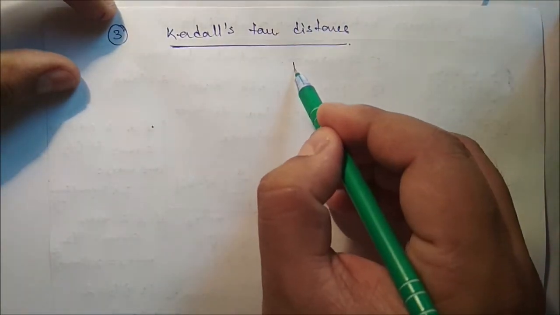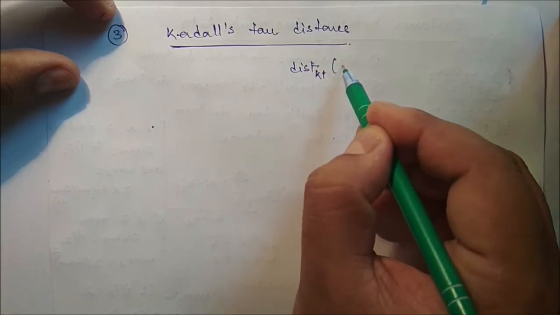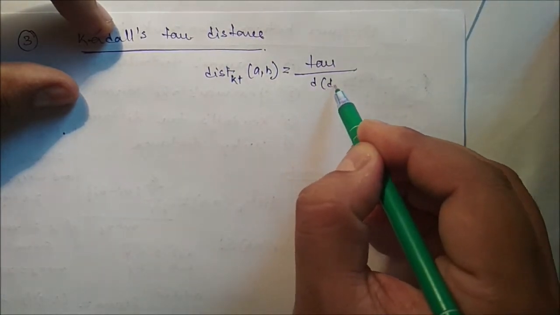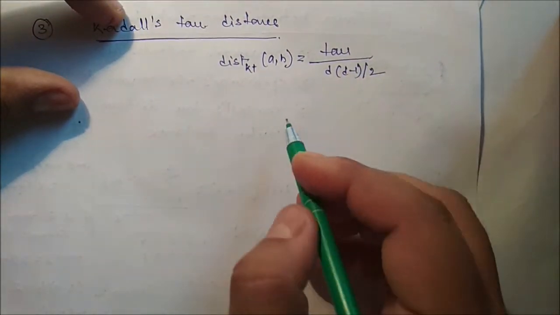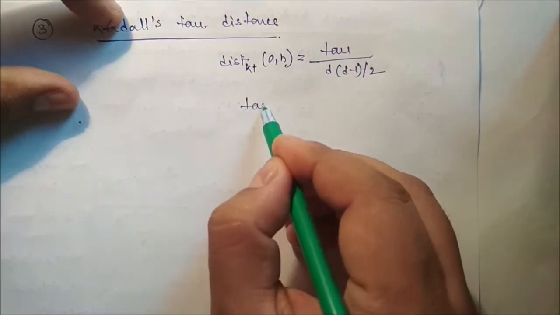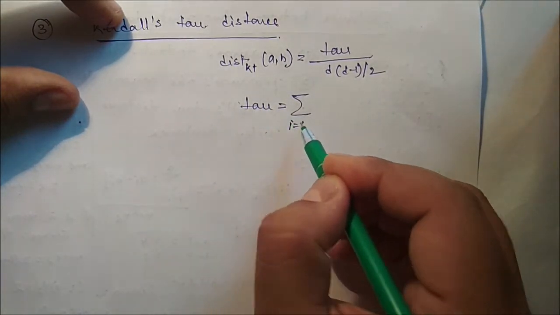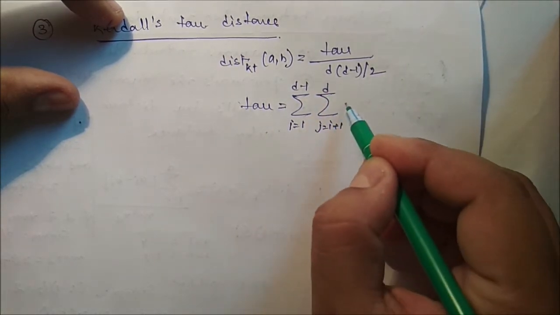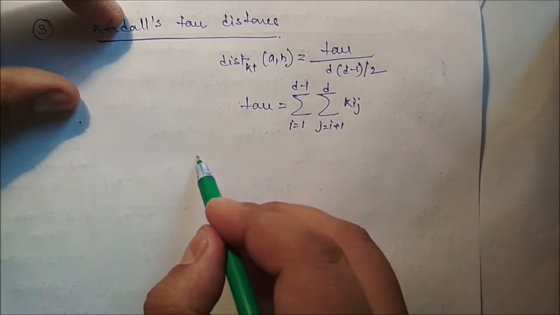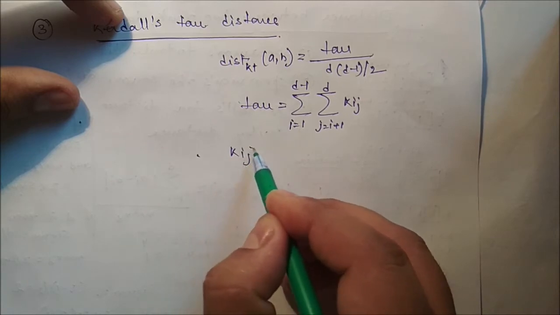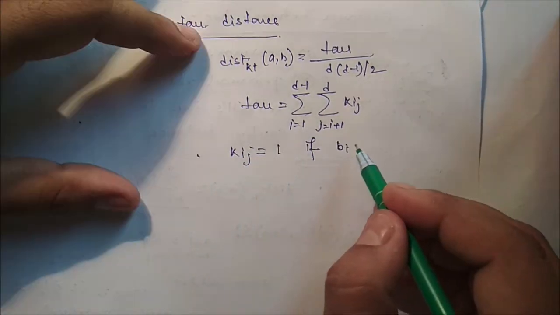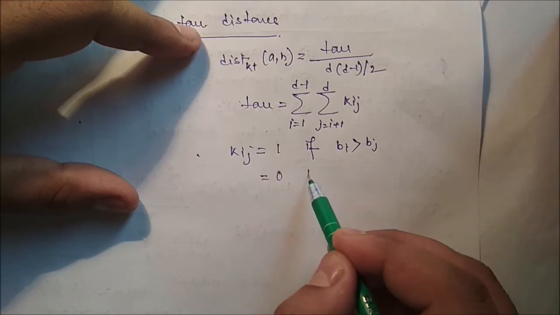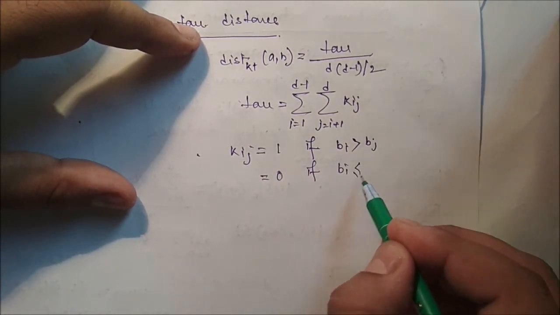Kendall-Tau distance: the formula is Kendall-Tau in between A and B is equal to tau, where D is the dimension and tau is equal to the summation of i from 1 to D minus 1, summation of j from i plus 1 to D, of Kij, where Kij is equal to 1 if Bi is greater than Bj, and Kij is equal to 0 if Bi is less than or equal to Bj.